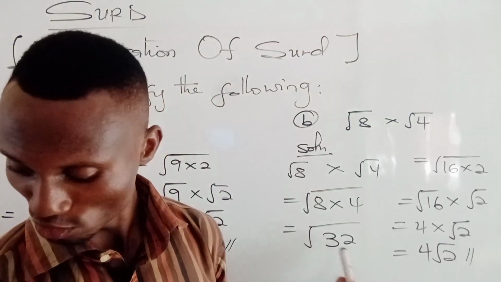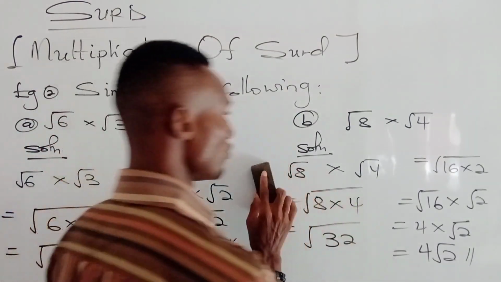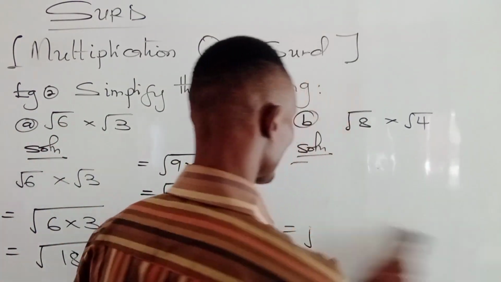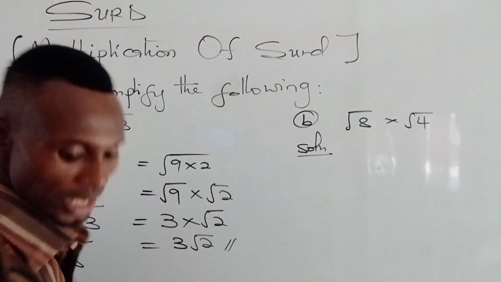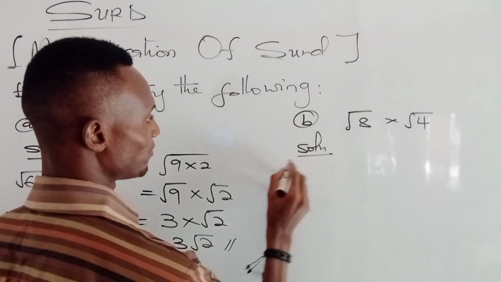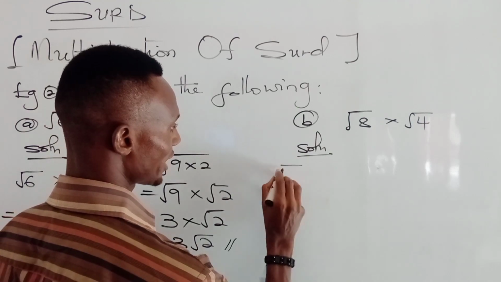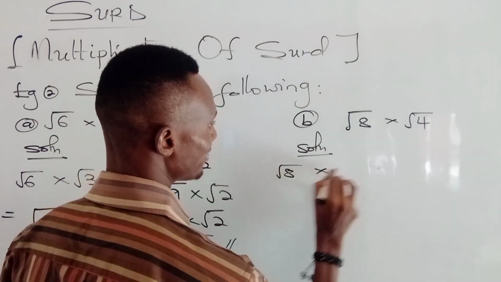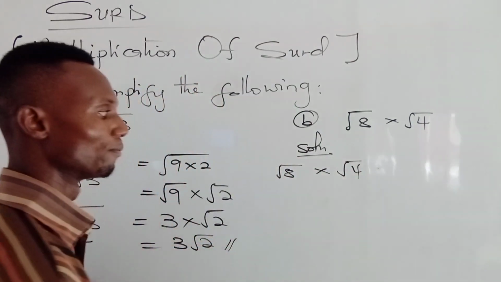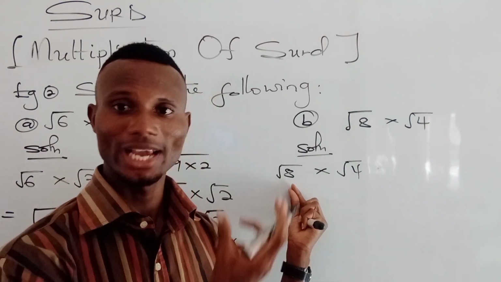Okay, so I'm going to clean this one from there, then we look at the other method of handling this one. Okay, so again, I have the square root of 8 times square root of 4. Now the square root of 8, we can reduce it.